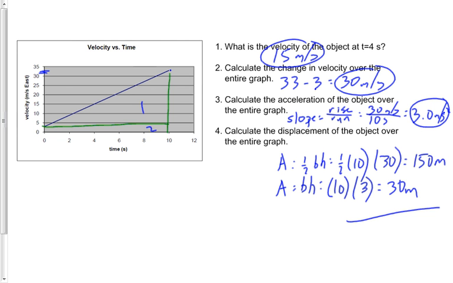Charlie, what do you think you're going to do with that? Add them, right? Lewis, if that was below the x-axis, I'd make it a negative and subtract, right? But since they're both above the x-axis, we've got to add those areas together. 150 plus 30 is equal to 180 meters.